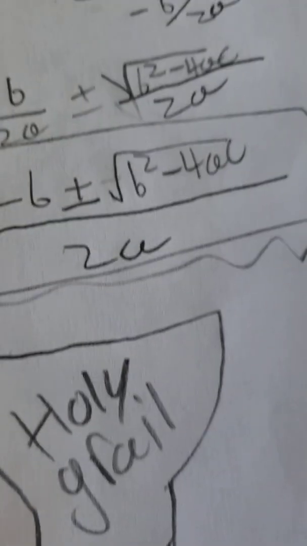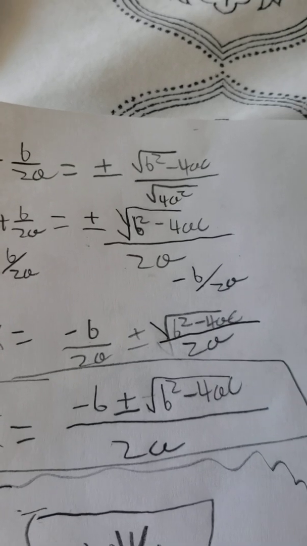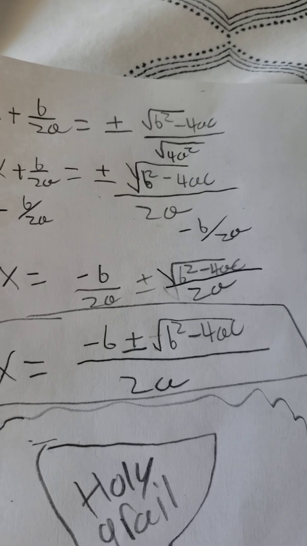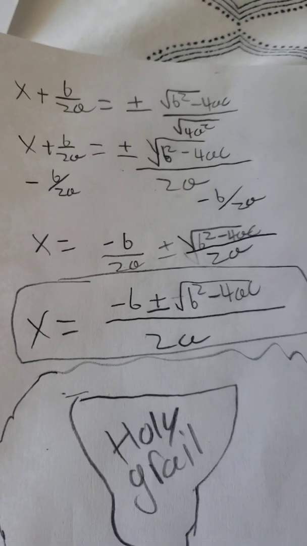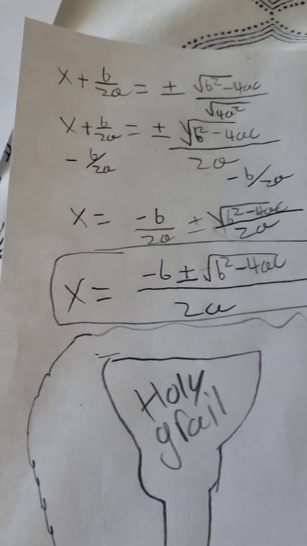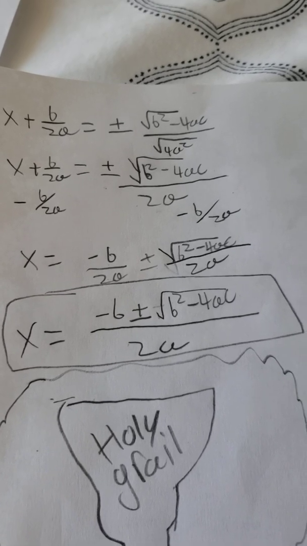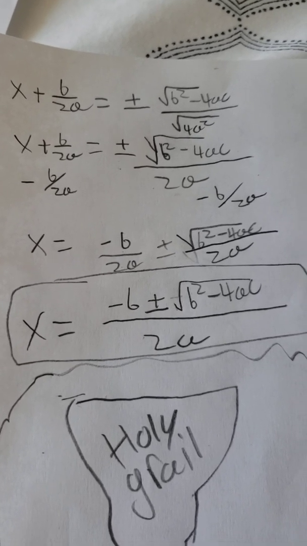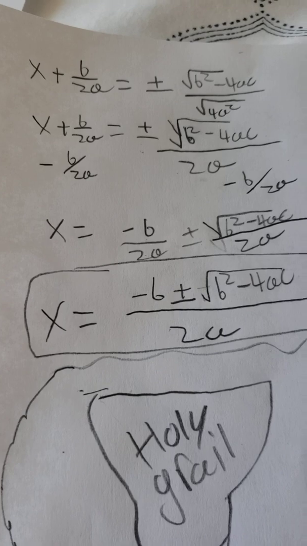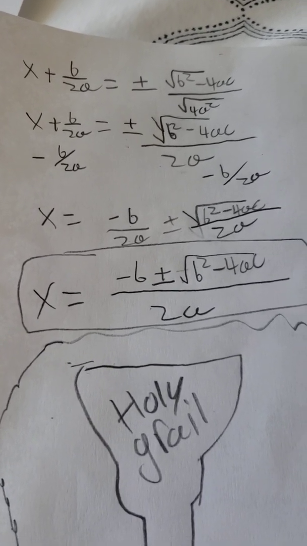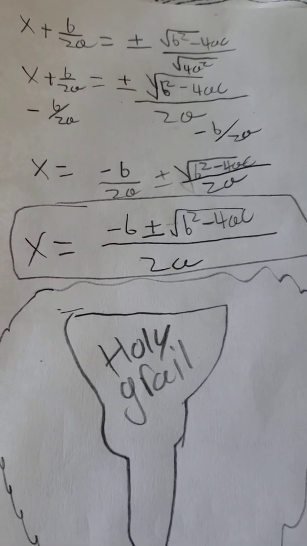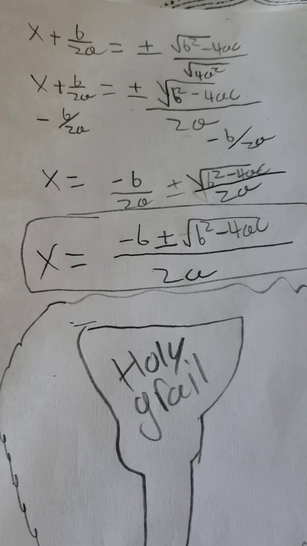Next we can use our radical laws to get, for the right side, the root of b squared minus 4ac over the root of 4a squared. Since we don't like that radical in the denominator, we simplify that to 2a. So x plus b over 2a is plus or minus the radical of b squared minus 4ac over 2a. This is starting to look like our general quadratic formula. So we can subtract b over 2a from both sides, and then x equals negative b over 2a plus or minus the square root of b squared minus 4ac over 2a.